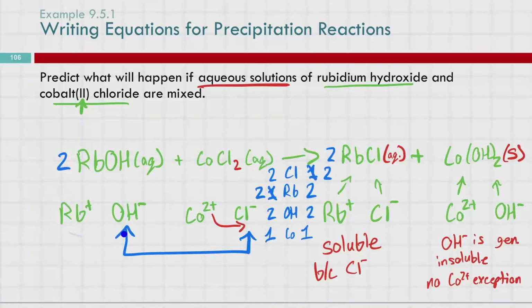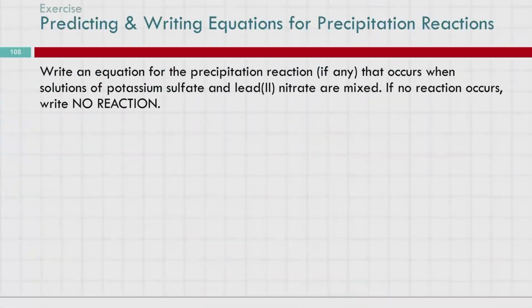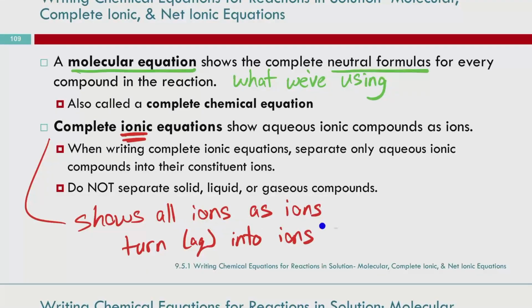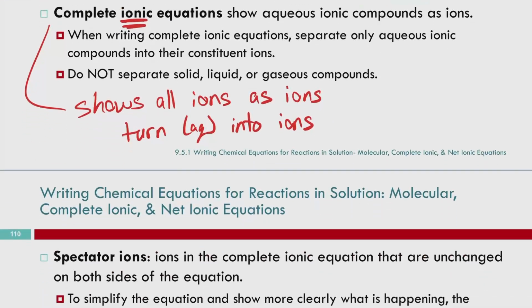So it would be Rb plus, OH minus, Co2 plus, Cl minus, with the necessary coefficients. So we'd have 2's in front of the rubidium and the hydroxide. We'd have a 2 in front of the chloride. On the product side, 2 in front of the rubidium and the chloride, because this 2 distributes. And then Co(OH)2 stays as Co(OH)2. So separating all of our ions into their ions if they're aq.